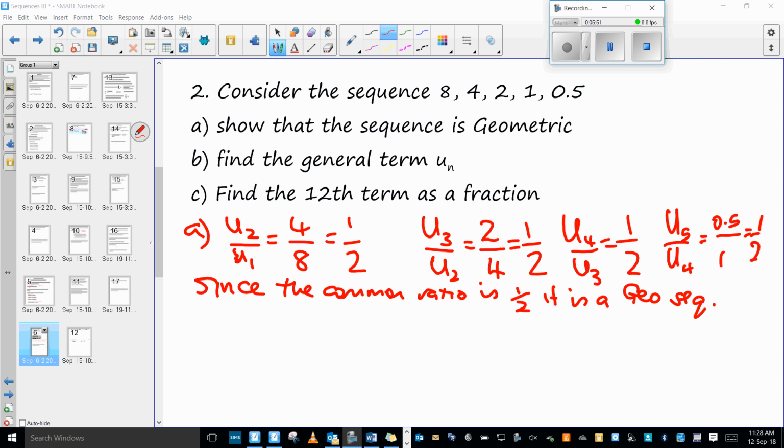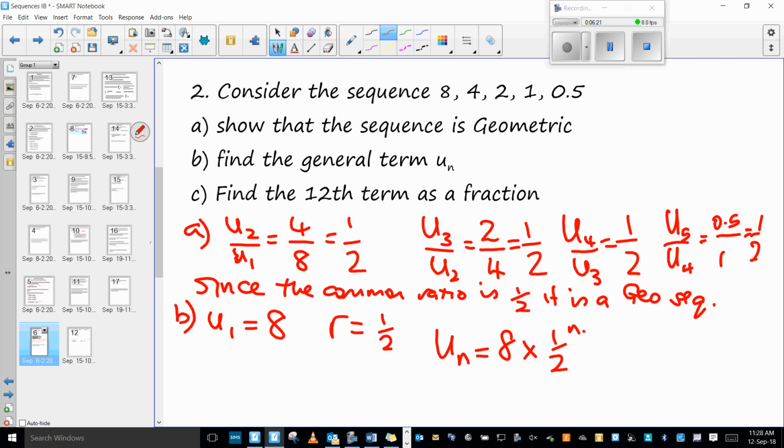Alright, so that's part A. Part B, we're going to find the general term. To find the general term, remember we need to establish what U1 is. What's U1? 8. And R we just established was 1/2. So Un is going to be 8 multiplied by... You may want to put your half in a bracket.